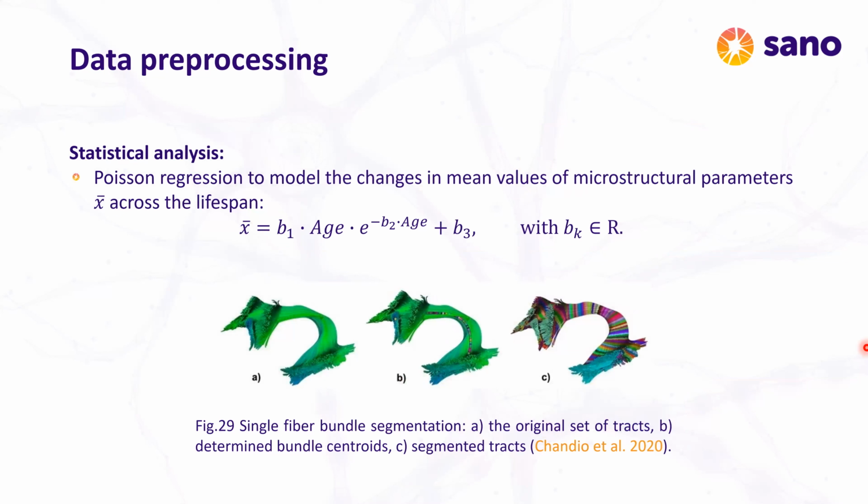The selected set of tracts were divided into 100 segments based on the distance between individual trajectory points and points on the centroid. In these segments, the variability of parameters was examined. A Poisson regression model was used to analyze the trajectories of mean measure changes across the lifespan, because it was shown in the literature that it most accurately reflects the nature of changes occurring during brain maturation and aging.